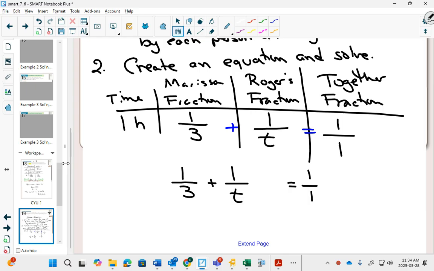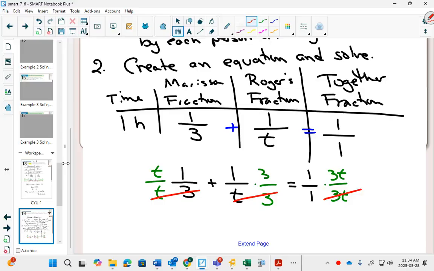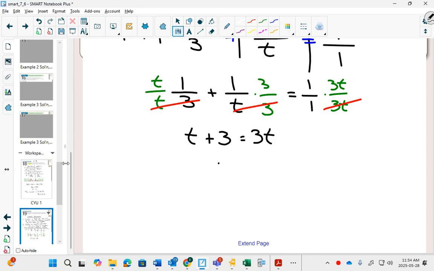And how do we solve a rational equation? Let's get a common denominator. Can you see that this one is missing a t and a t? This one's missing a 3 and a 3, and this one's missing a 3t and a 3t. And once you have that common denominator, you can multiply everything by 3t. That would all cancel out. And we're left with t plus 3 equals 3t. Combine my like terms. Divide both sides by 2.